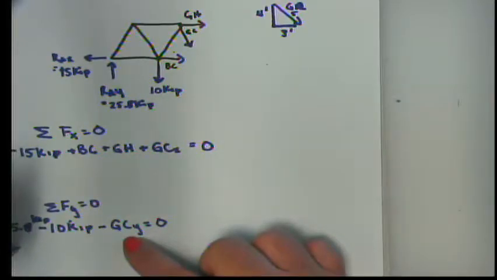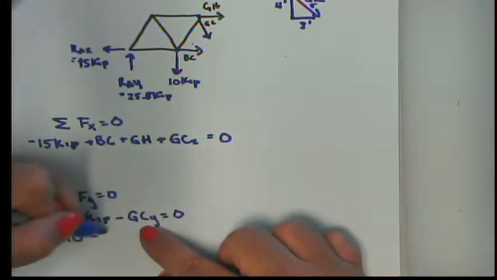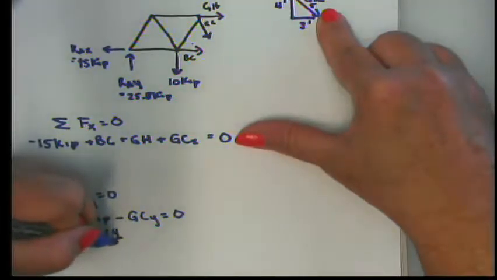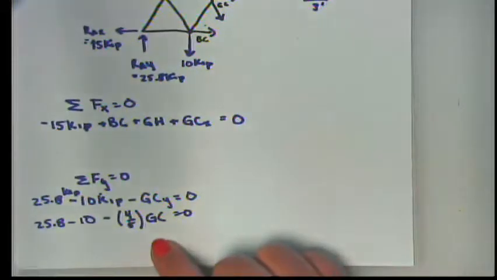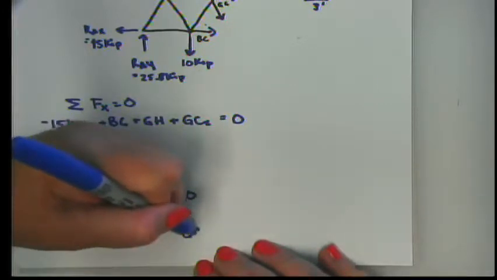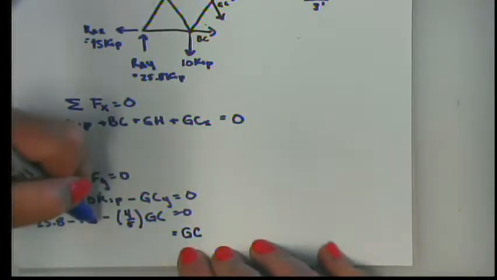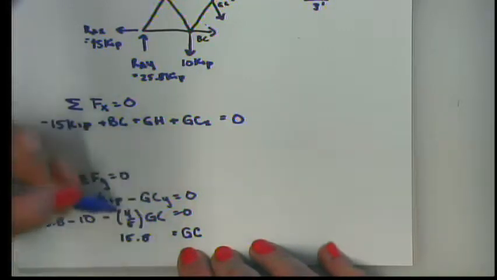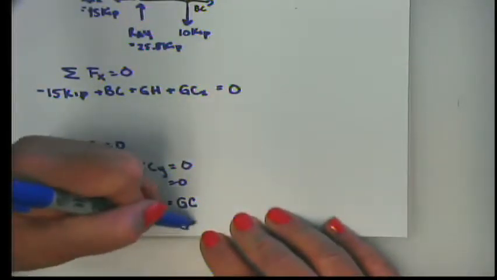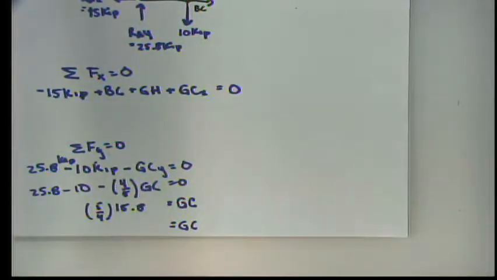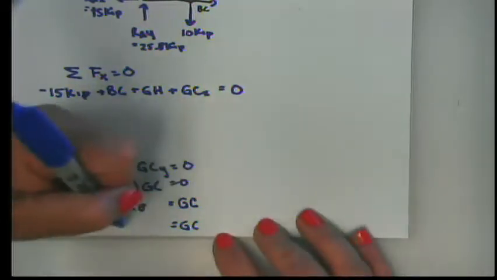So here I could just write 25.8 minus 10, minus G sub C times 4 over 5 equals 0. And using this math sentence, I can solve for G sub C. G sub C is equal to 25.8 minus 10, which is 15.8, and then I have to multiply by the reciprocal, 5 over 4. I get that the value of G sub C is equal to 15.8 times 5/4, which is 19.75 kips.